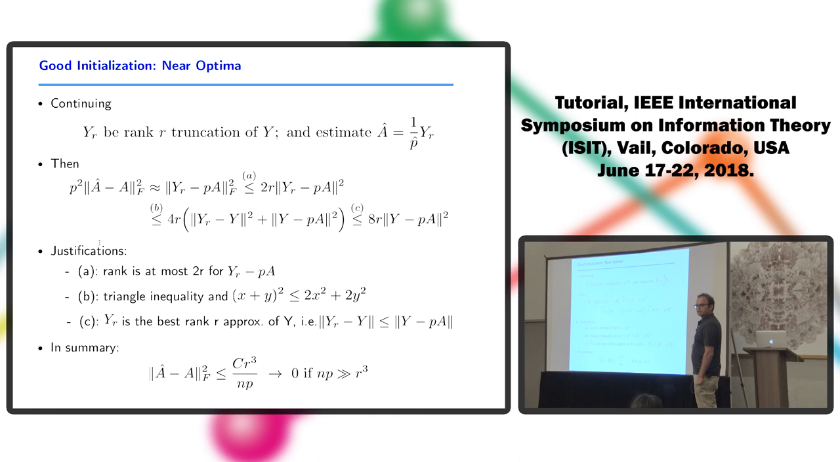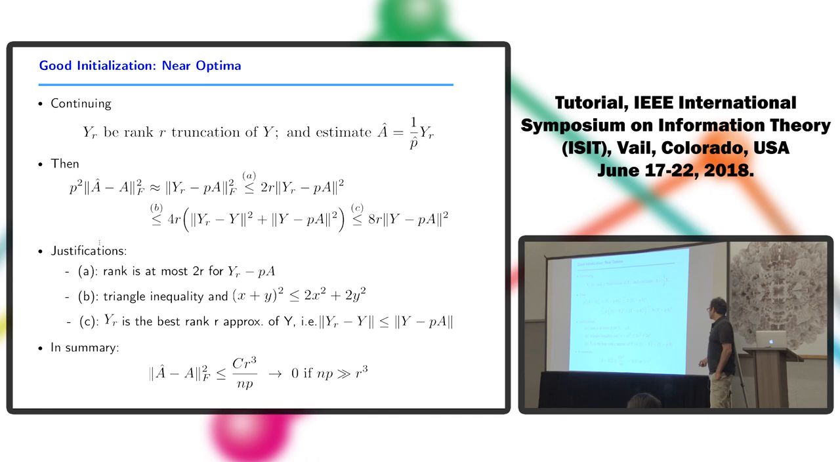Okay. Now, I will do simply the triangle inequality by putting Y in the middle and using something like this. That gives me effectively this quantity. Now, let's see. This is a rank R matrix, which is some approximation of, let's say, Y. Of course, it can't be as good as the best rank R approximation by definition. So that means that I can upper bound this by this quantity, and that leads to this. But hey, we bounded this as this quantity here. So putting everything together, what we get is that the truncated estimate of A in Frobenius norm scales like R cubed divided by NP.